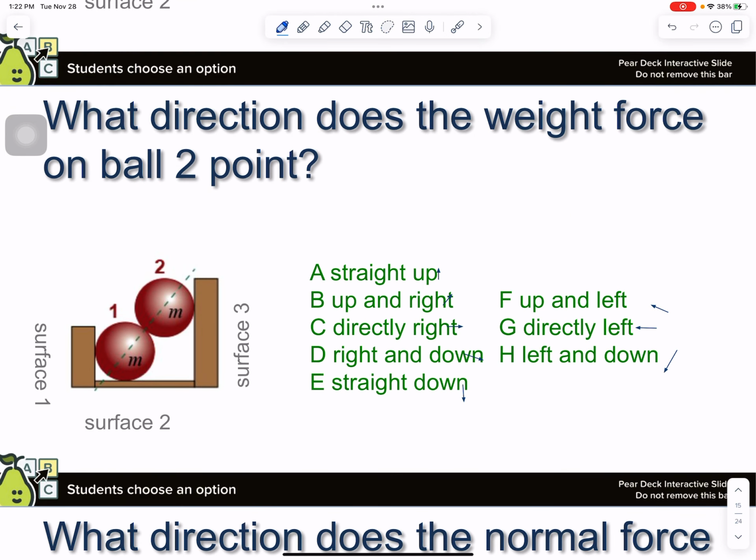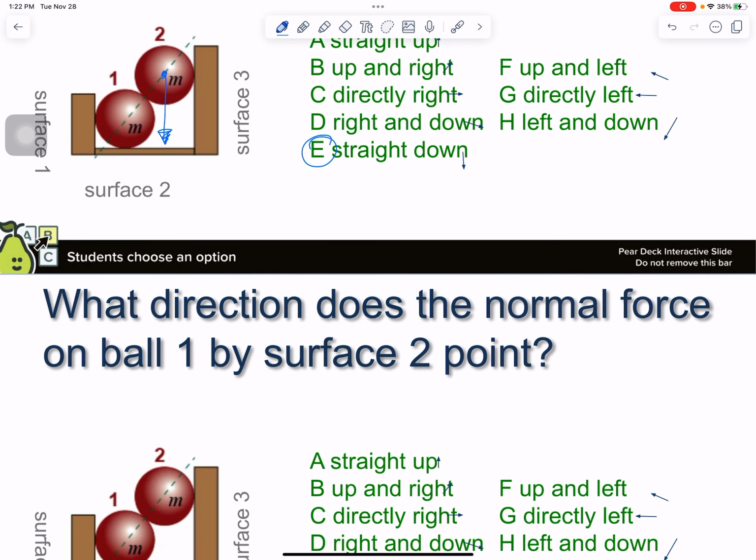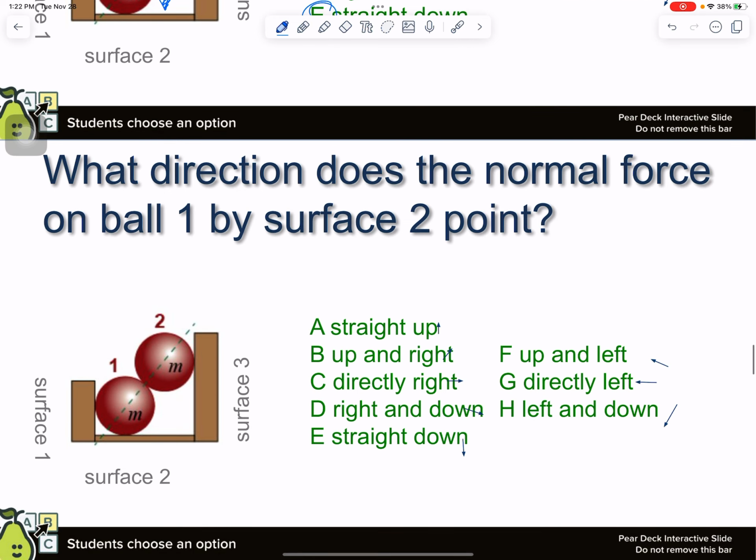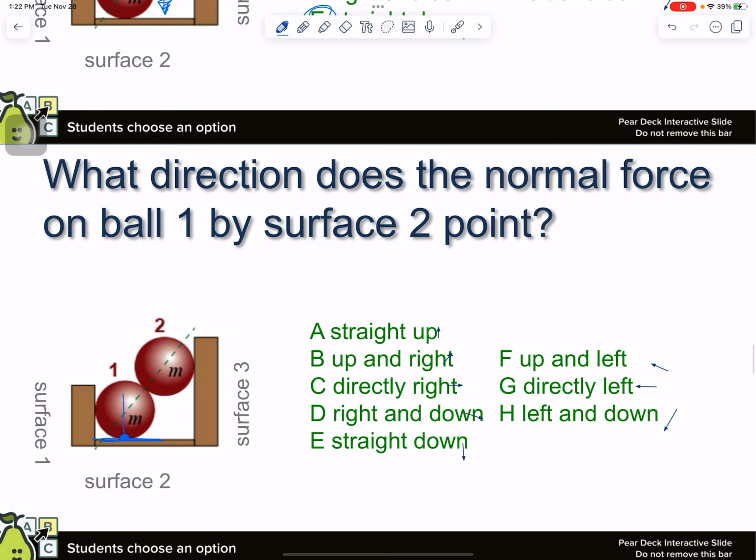What direction does the weight force on ball 2 point? Weight forces always go straight down, and so that is going to be E. What direction does the normal force on ball 1 by surface 2 point? Here's the surface, here's the point of contact. Perpendicular is going to be straight up.